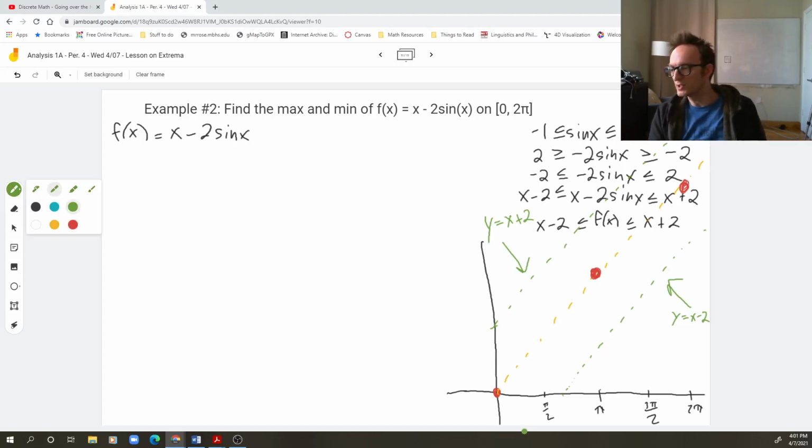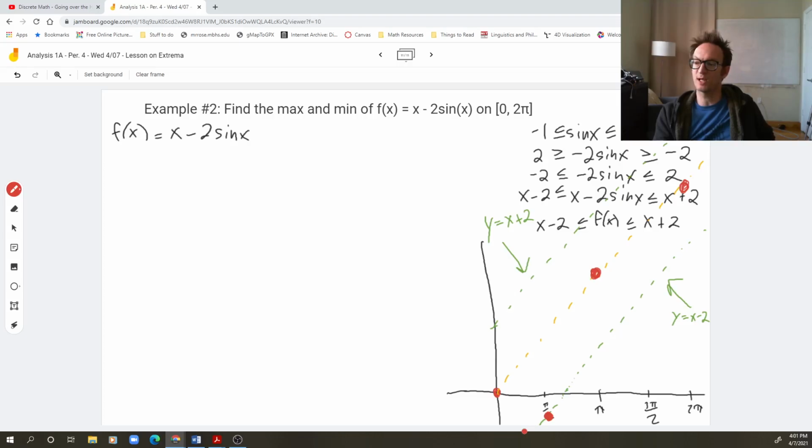I'm so disgusted with what's happened here. I guess it's not that bad. So it means I'm going to land here, right? Down at the bottom of the envelope. Because, just one more time, when I plug in pi over 2, what do I get? Sine of pi over 2 is 1. So I get pi over 2 minus 2. So it's going to land on the lower envelope.